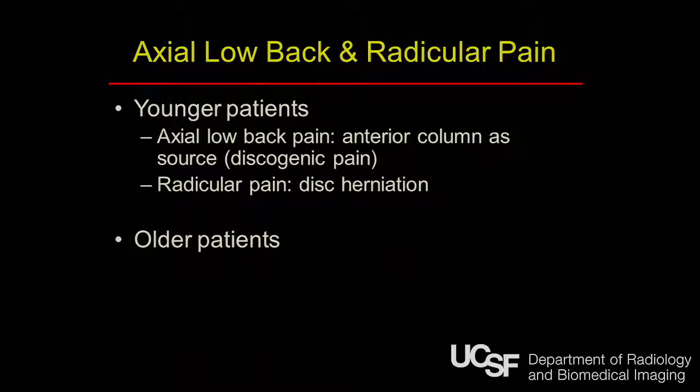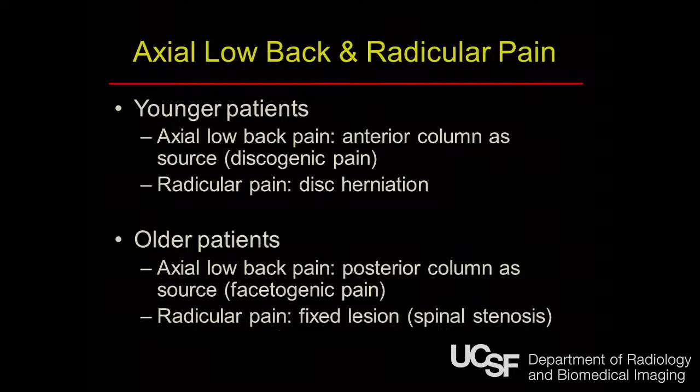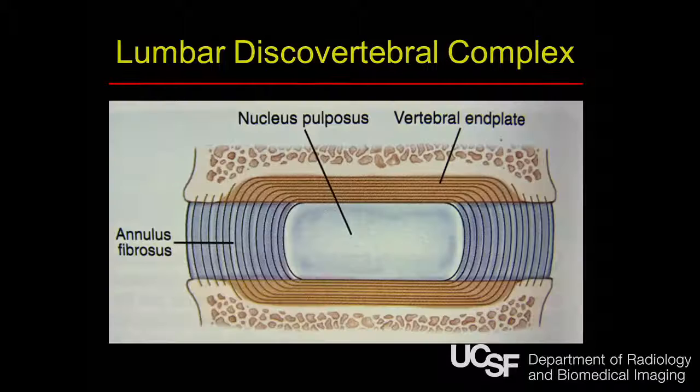In older patients, the pathophysiology of low back pain is a little bit different. For those that have axial low back pain, the posterior column is a more common source, and that typically is facet pain, and there can be prominent inflammatory facet syndromes that can cause very severe low back pain. For those that have radicular pain, again, you can get isolated disc herniations, but fixed lesions such as those that cause spinal stenosis are more common in older patients, so patients in their 60s, 70s, and 80s, okay?